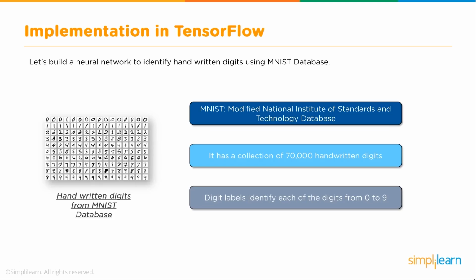So let's take a look at implementation in TensorFlow. We're going to build a neural network to identify handwritten digits using the MNIST database. That stands for Modified National Institute of Standards and Technology Database. It is a collection of 70,000 handwritten digits, and the digit labels identify each of the digits from 0 to 9.